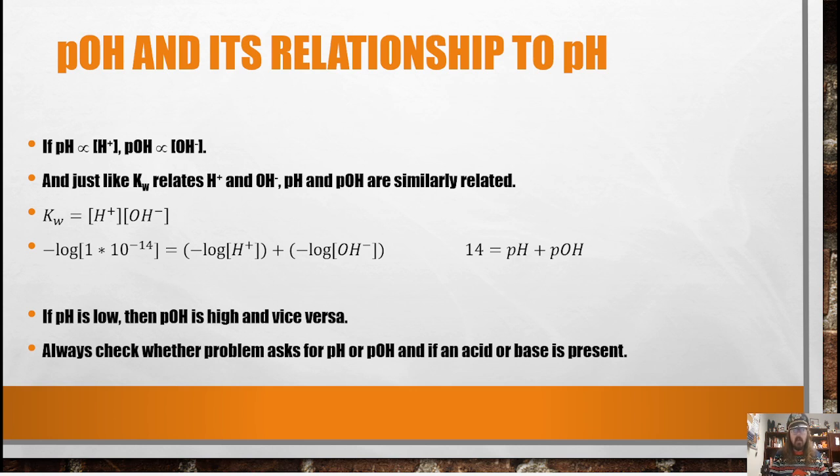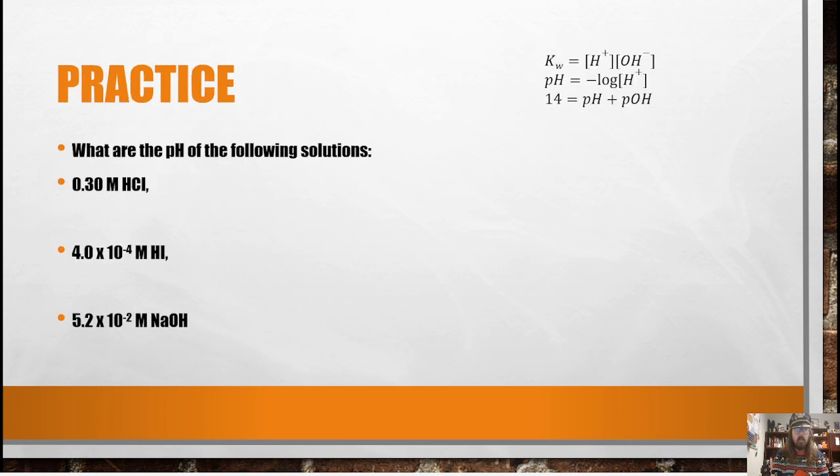Because if we take the negative log of an acid, you get pH. If you take the negative log of a base, we get pOH. So we need to factor that in and do a quick conversion if we need to.